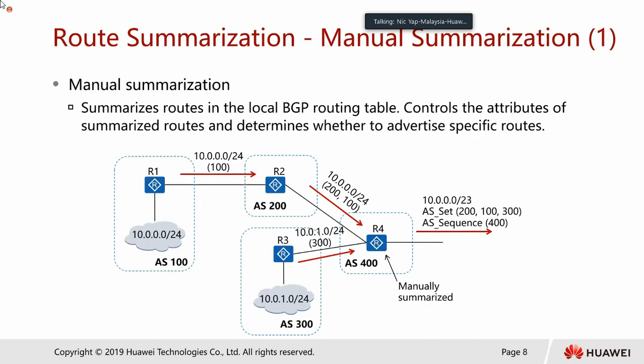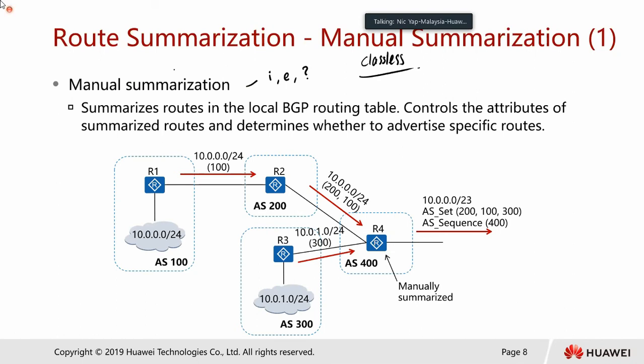Now for the manual summarization, this one is more flexible, and this one we call classless. So they do not care about what are the classes, Class A, B, C, I don't care. But you have to define the subnet mask manually yourself. And for the manual summarization, they can summarize whichever learn from I, whichever learn from E, and whichever learn from question mark. Based on the origin, it can come from network statement, EGP, and also from import route statement. So you can import everything and they can summarize anything inside your routing tables. It's not only specific to the import route. So it can be a network statement as well.